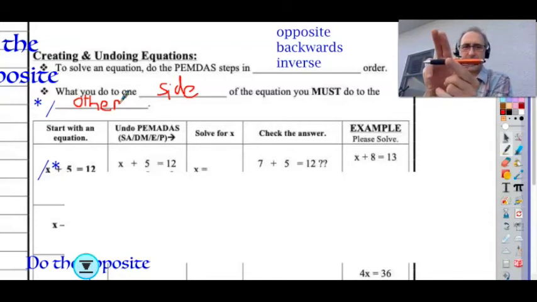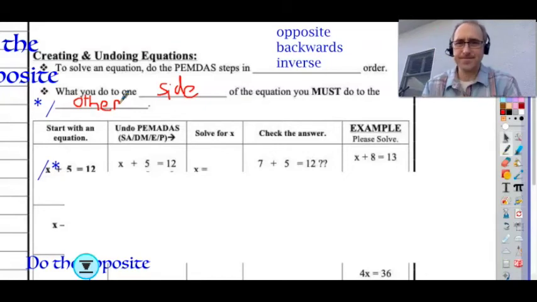So we could take like 2 people and put them on this side, but we need the same weight of 2 people on this side to keep it balanced.